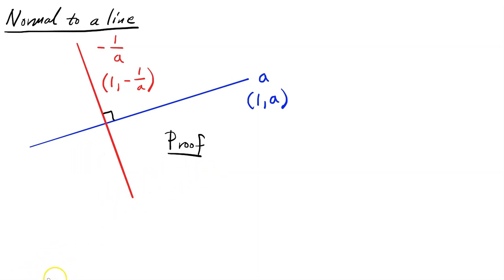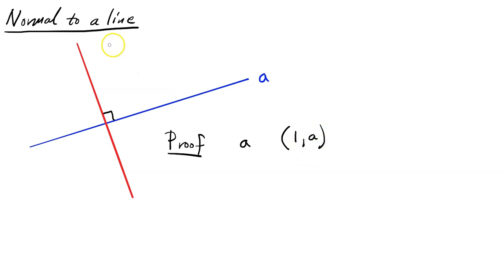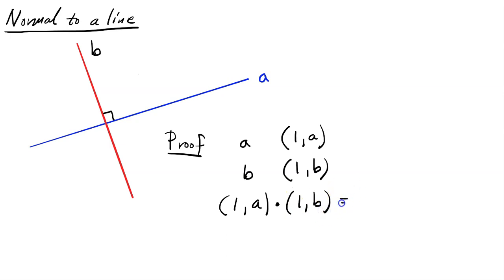Okay, so let's do a proof. We have that this slope is a, which means that the directional vector for that one is (1, a). Let's call the slope of this one b. Then the directional vector for that one is (1, b). Since these are perpendicular, we know that the dot product of those two is equal to 0. Then if you multiply these now, we have 1 times 1 plus a times b, that should be equal to 0.